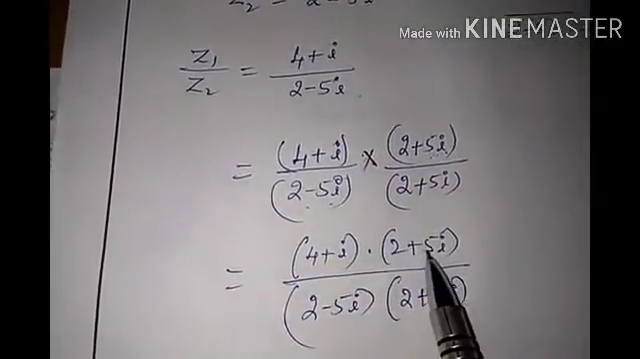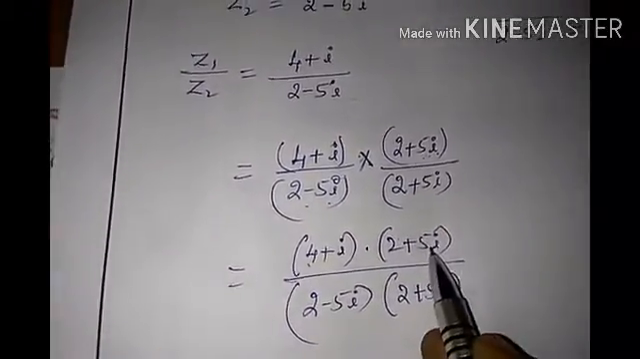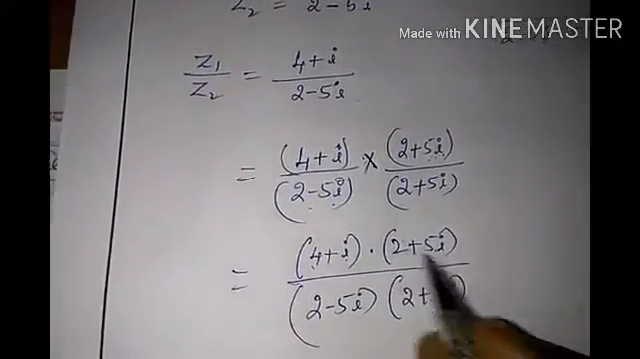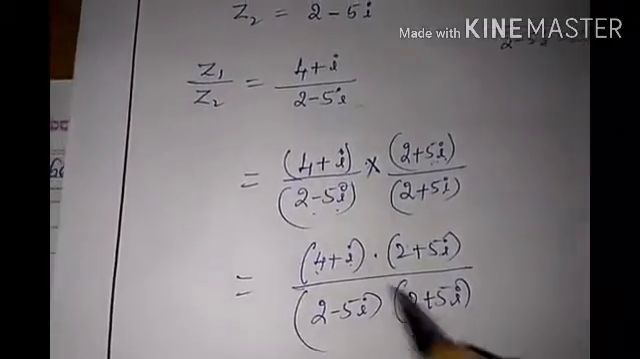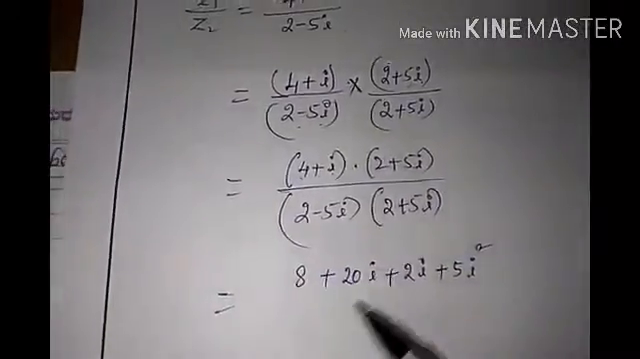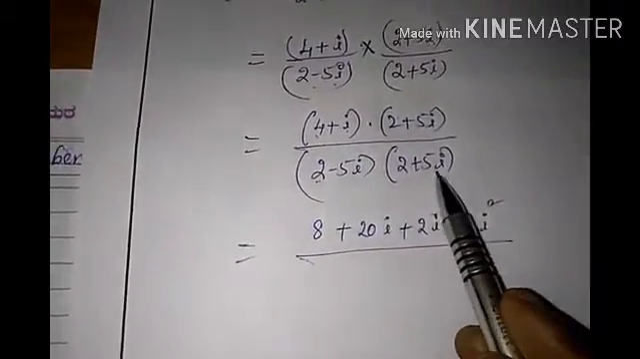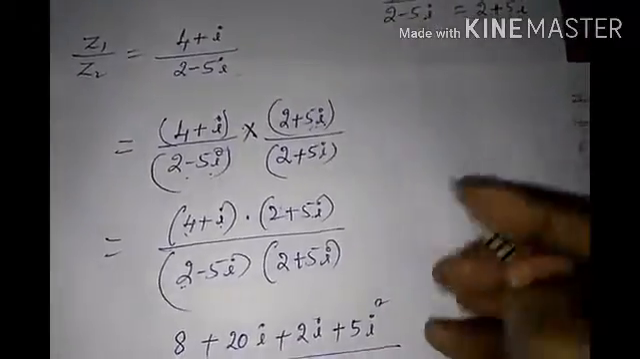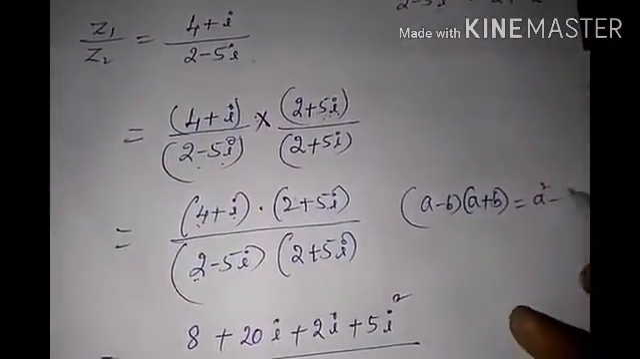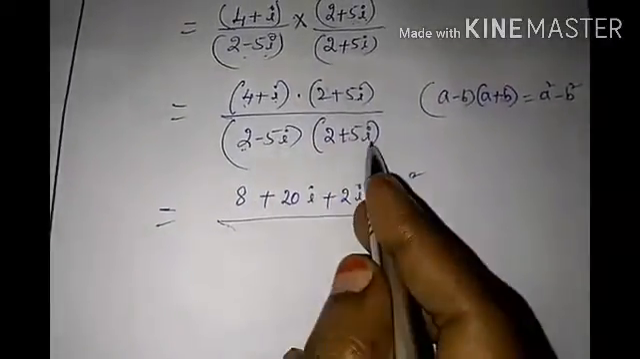How do we multiply these two complex numbers? You already know. 4 into 2 gives 8. 4 into plus 5i gives plus 20i. In the same manner, i multiplied with 2 gives 2i, and i multiplied with 5i gives 5i square. In the denominator, it is in the form of a minus b into a plus b. We know that a minus b into a plus b is equal to a square minus b square. By using this algebraic identity, we can multiply these two complex numbers.